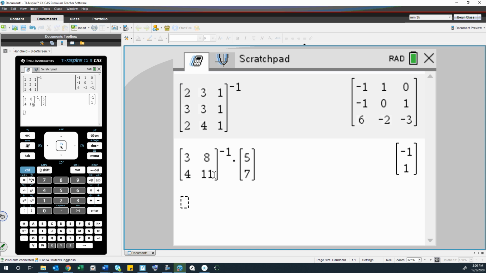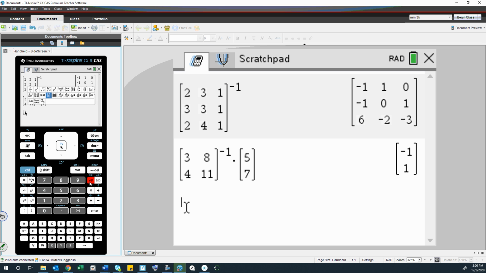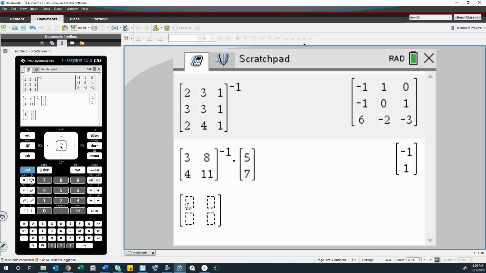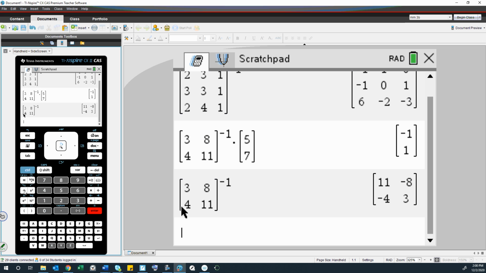We can also do this kind of separately. So let's start over. I'm going to take my 2 by 2 matrix, do my 3, 8, 4, 11 again, and do that -1 power, hit enter, and that gives me the inverse matrix, 11, -8, -4, 3. Now that we've looked at the calculator part, we could manually type that in, times this one, and get the same answer, or we could manually multiply it now that we have that inverse.